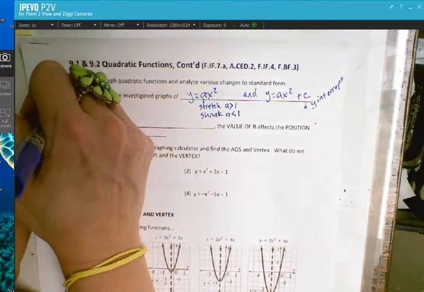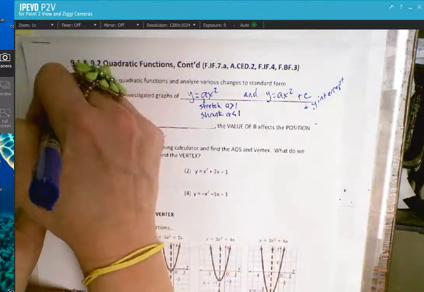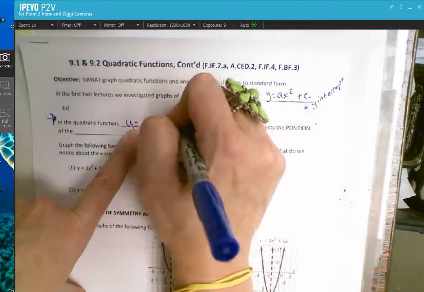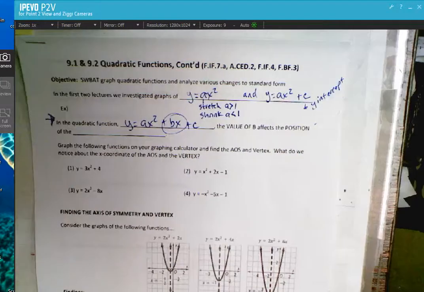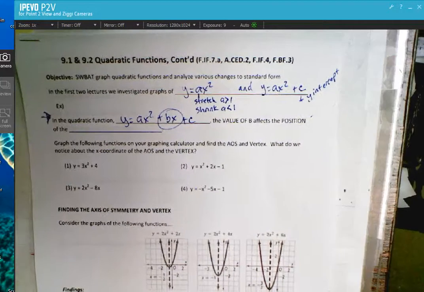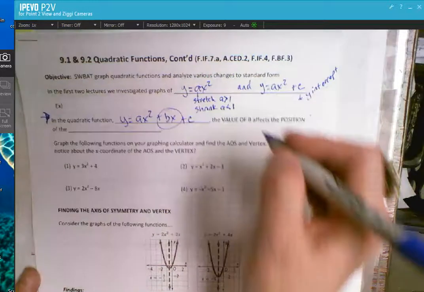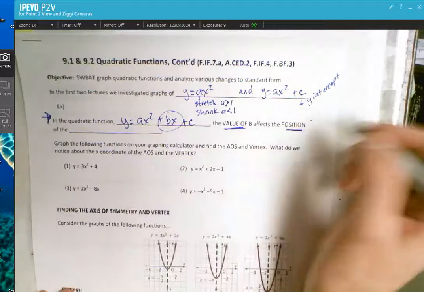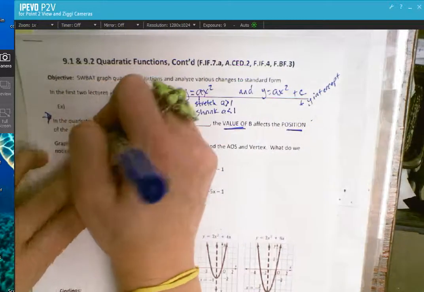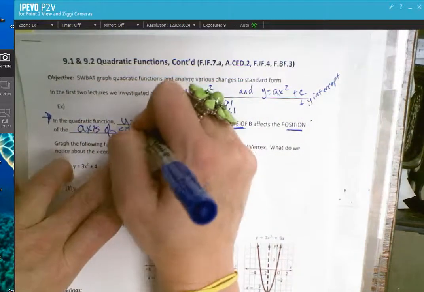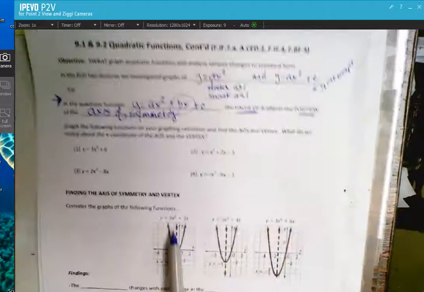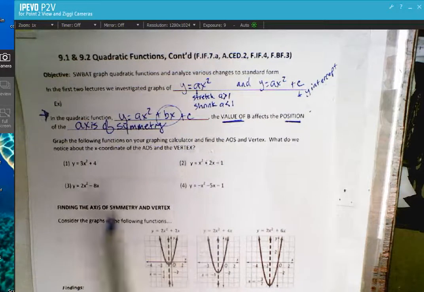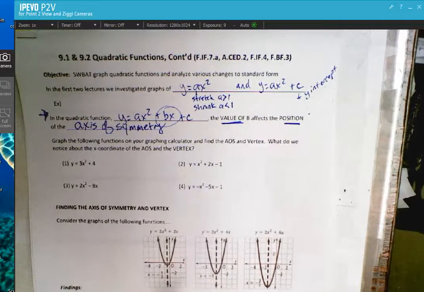So today, though, in a quadratic function that has standard form y equals ax squared plus bx plus c, we're going to take a look at the changes in the b term, what it does to my graph. So the value of b, depending on what's in front of the x, affects the position of the axis of symmetry. So right now we haven't had any b terms, and so our axis of symmetry has always just been the y-axis. Now we're going to take a look when we have a b term, how it shifts the graph left or right, depending on the y-axis.